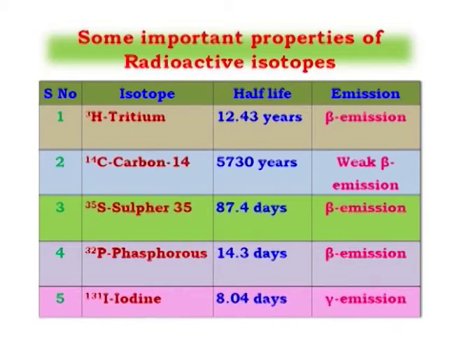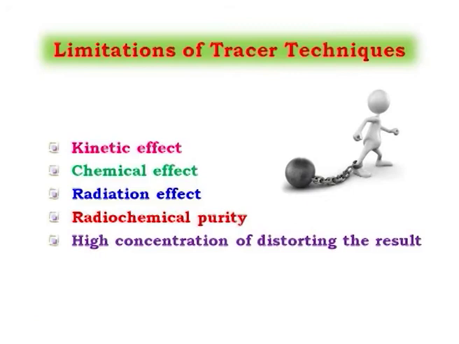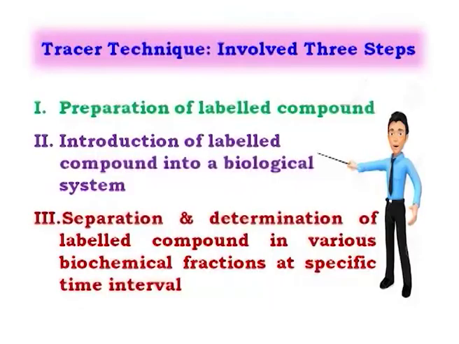and emits gamma emission. It has some limitations like kinetic effect, chemical effect, radiation effect, radiochemical purity and high concentration, which can distort the results. Requirement of tracer techniques. Tracer techniques mainly involve three steps. First, preparation of labeled compound. Second, introduction of labeled compound into a biological system. Third, separation and determination of labeled compound in various biochemical fractions at a specific time interval.